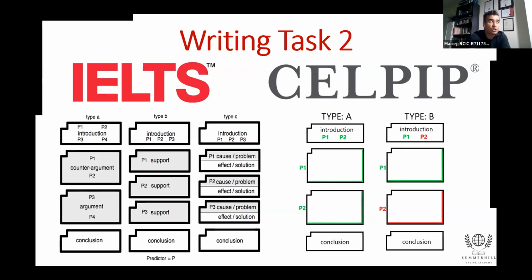For writing task two, the IELTS is a lot trickier because you have to choose between three different structures and there's no hint about which structure you get. But with CELPIP, there's only two structures for your response, and CELPIP tells you precisely which structure they want. They will actually ask you this so you know it. You don't have to figure it out.